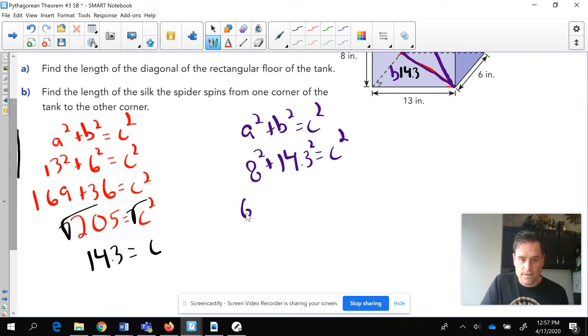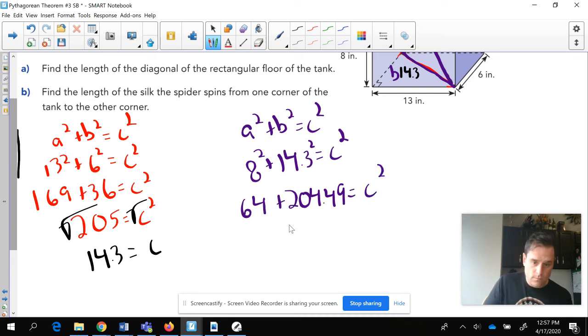That is going to be 64 plus, let's square 14.3. We can use our calculator for that one. And we're going to say that is 204.49 equals C squared. And let's add that together. So we're going to get 268.49 is equal to C squared.